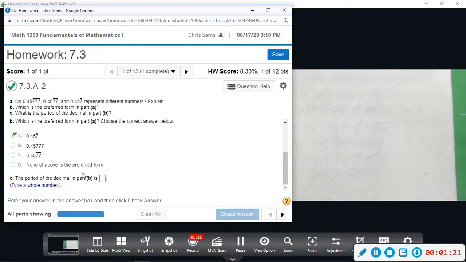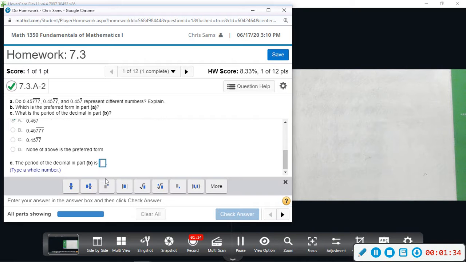And C, it says the period of the decimal in part B. Okay, so period is referring to the number of terms that are being repeated. So in part B, we're showing that there's one number, that number 7 is being repeated, so the period is 1. There's only one number that's under that line that's being repeated, and that's 7.